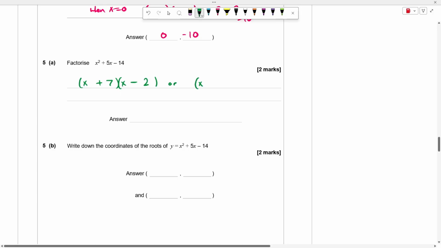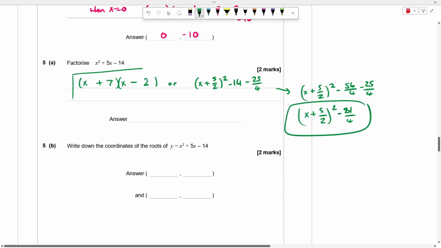In which you would end up with x plus 5 over 2 squared minus 14 minus 25 over 4. And again, just working it over the side here, that's going to give me x plus 5 over 2 squared minus 56 over 4 minus 25 over 4, which gives me x plus 5 over 2 squared minus 81 over 4, in which you could write this answer, or you can write that answer. I'm going to go for that one there, as it's the easiest.